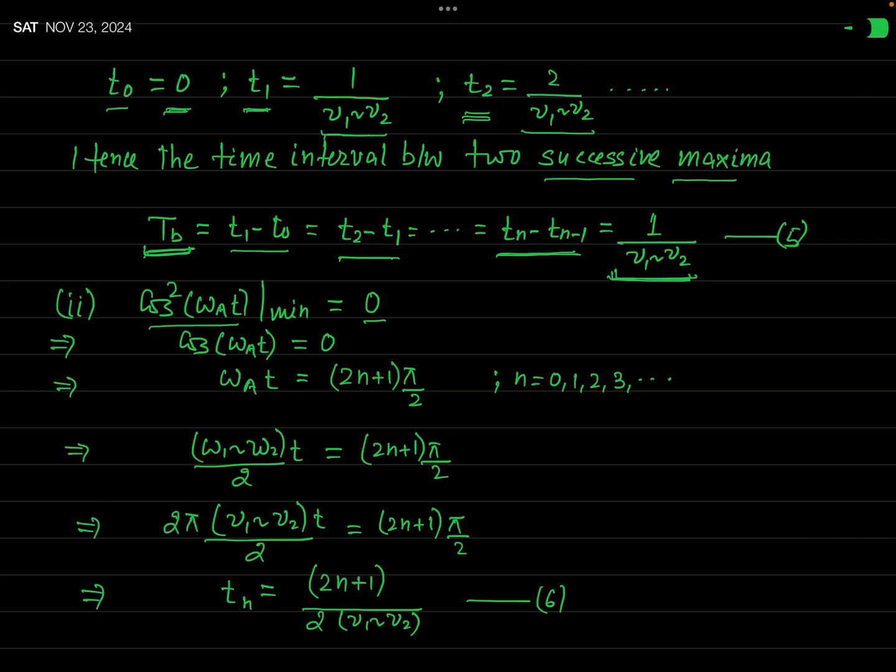Okay, and if cos square omega a t is 0, cos omega a t will also be 0. So what will be the general value of omega a into t? The general value of omega a into t will be (2n plus 1) into pi by 2, that is the odd multiple of pi by 2, where n will be again 0, 1, 2, 3 and so on. You can also take that this may be (2n minus 1) into pi by 2, because you also know that 2n minus 1 is also an odd number.